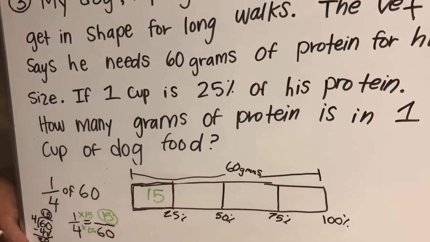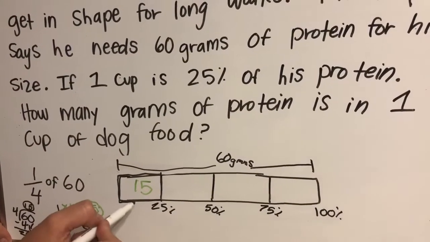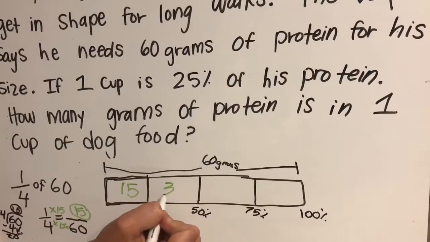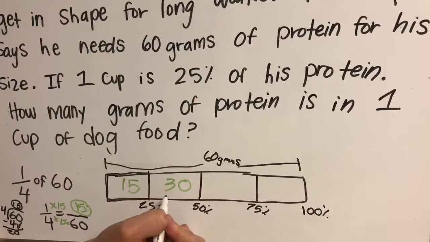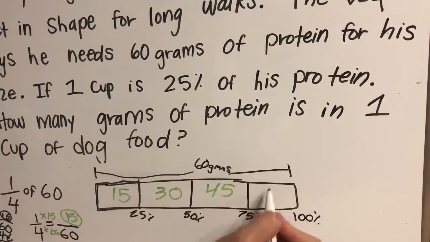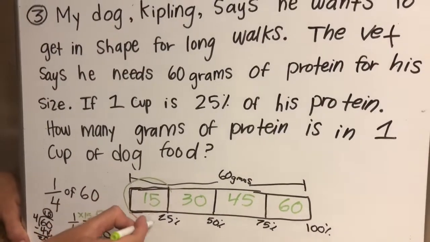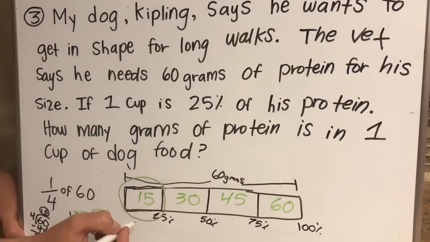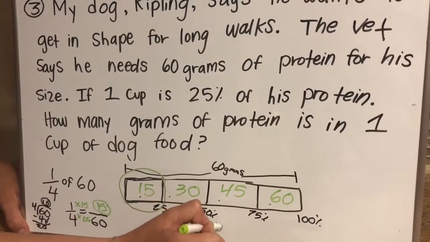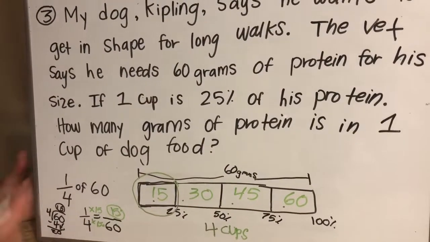So 25% of his protein is 15 grams. 50% would be half of 60, which is 30. 75% would be 45. And 100 is 60. If we know that 25% is 1 cup, we can take it a step further and we can say he's going to need 4 cups of dog food.